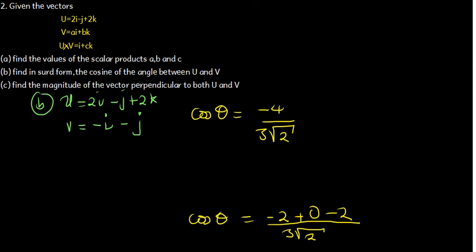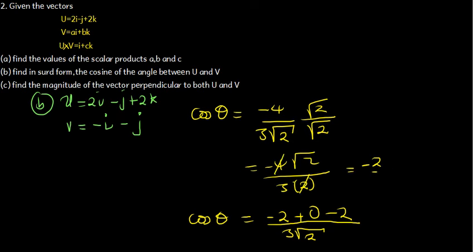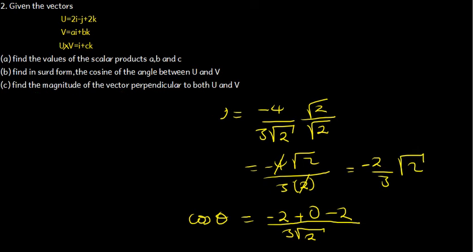If we want, we can even rationalize, but this is in surd form. This is the cosine of the angle theta. If you want to rationalize, multiply by root 2 down and also on top by root 2, and that is going to give negative 4 root 2 on top over 3 root 2 times root 2. Root 2 times root 2 will just be 2, and these 2 can go there, and that will give negative 2 over 3 root 2. So we can also leave it in that way. That is also in surd form.